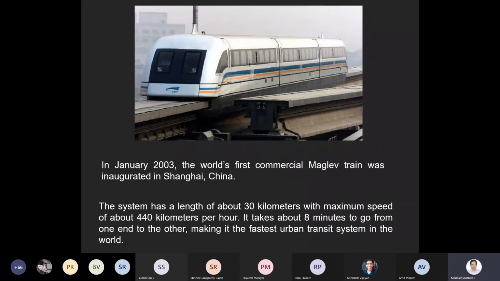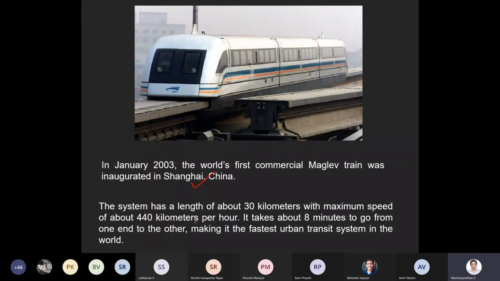Commercially, it was introduced in January 2003 in Shanghai, China. I personally experienced this maglev in Shanghai, China. It covers 30 kilometers within 8 minutes. Basically it runs from one place to the airport. So in 8 minutes we cover 30 kilometers at a speed of 440 kilometers per hour. This is one of the advanced technologies adopted as the maglev train.